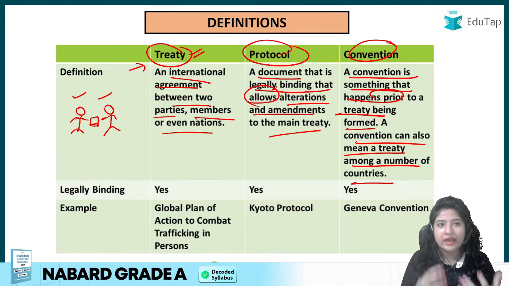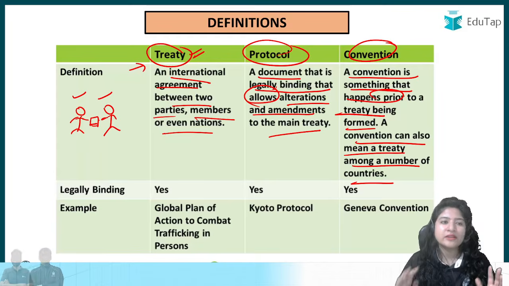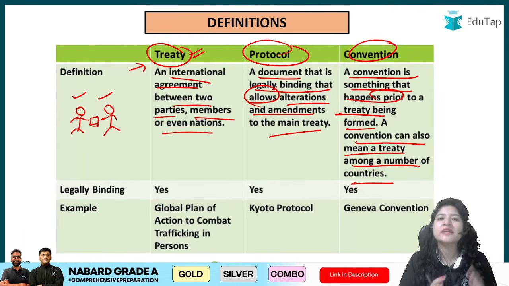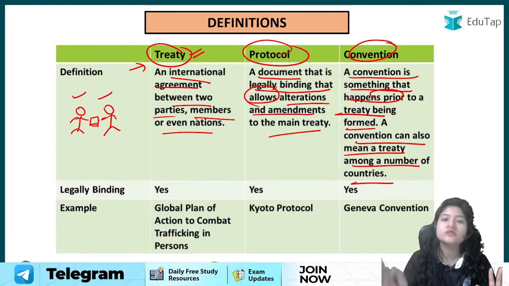For example, today my friend and I agreed on something, but after 5 or 6 months we feel there has to be some modification to the current agreement that has been signed. तो उसको amendments बोलते हैं. Those are known as amendments.